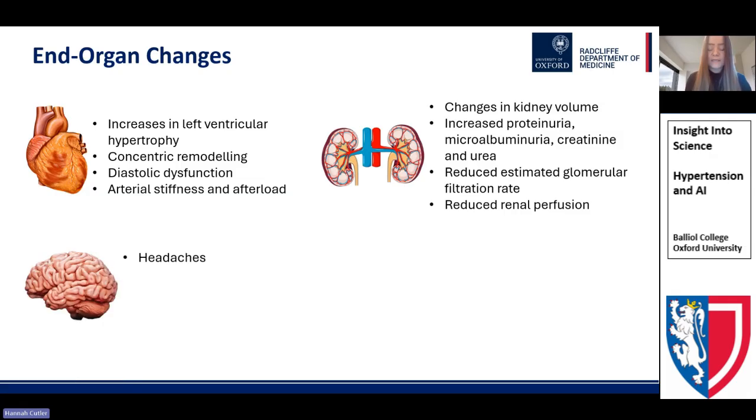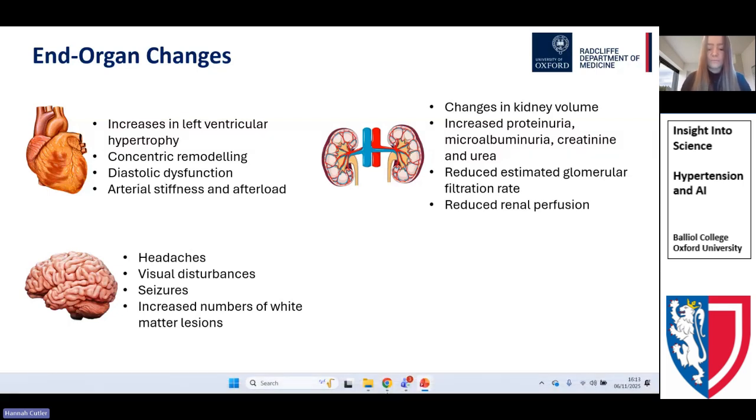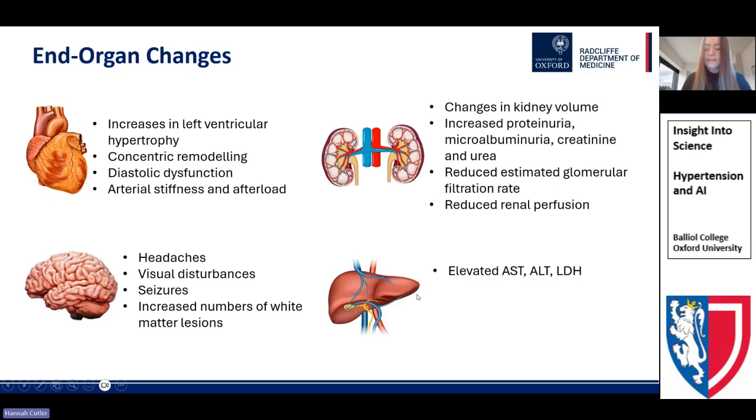Within the brain, women can experience signs such as headaches and visual disturbances. Some women, particularly in eclampsia, develop seizures, and they might show white matter lesions. So these are little markers on the brain, which again indicate that something might not be quite right. In the liver, you have elevated levels of enzymes related to the liver's function, hepatocellular injury, subcapsular hematomas, and hepatic rupture as well. So you can see that there's a range of different changes that are occurring across the different organs, which wouldn't normally happen in healthy pregnancy.